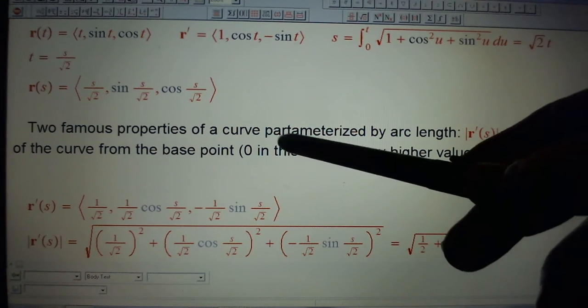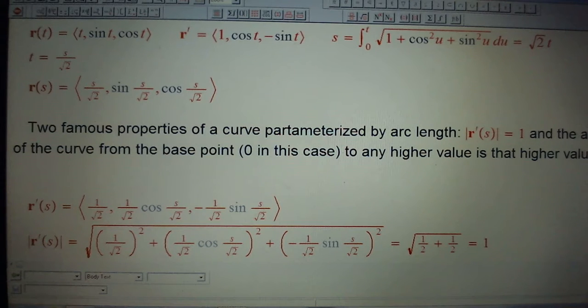And the 2 famous properties of a parameterized by arc length curve is the unit tangent is just r prime. You don't have to do any other hooky dookie with it. The length of r prime is guaranteed to be 1. And then the other one is you can get the arc length from the base point by just saying, well, how far are we going? If we go from 0 to 3 pi, the answer is 3 pi.